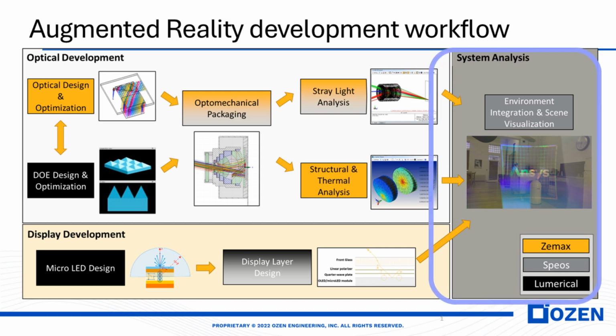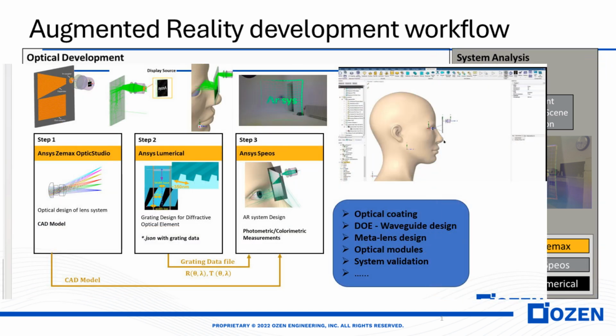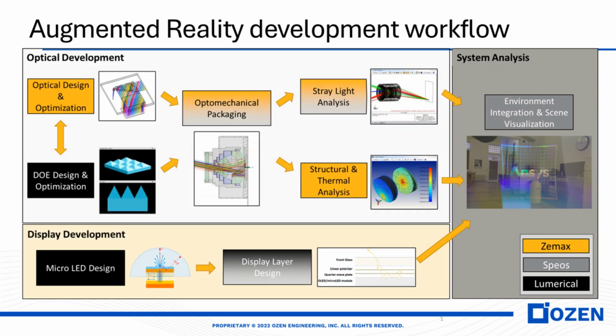6. System-level validation and AR/VR environment modeling. Finally, we use Ansys Speos to validate how AR glasses perform in real-life conditions. Speos simulates how users perceive light under different conditions: daylight, nighttime, or indoor settings. This helps us fine-tune the final optical performance for a seamless user experience.